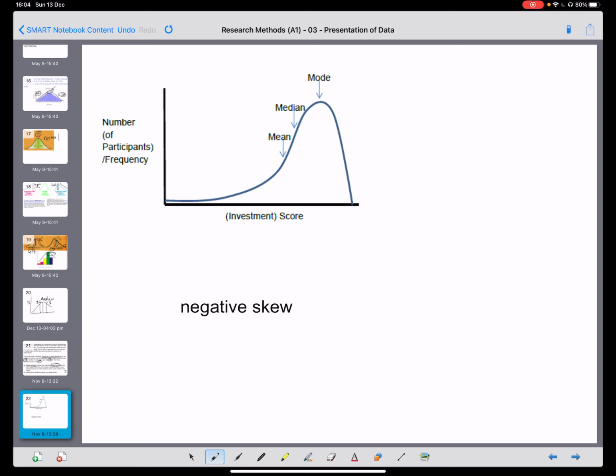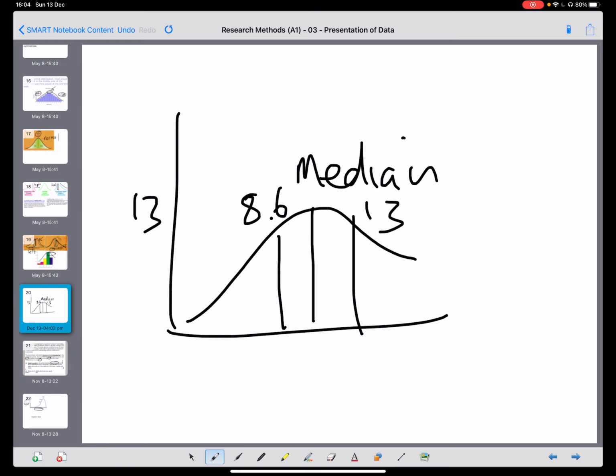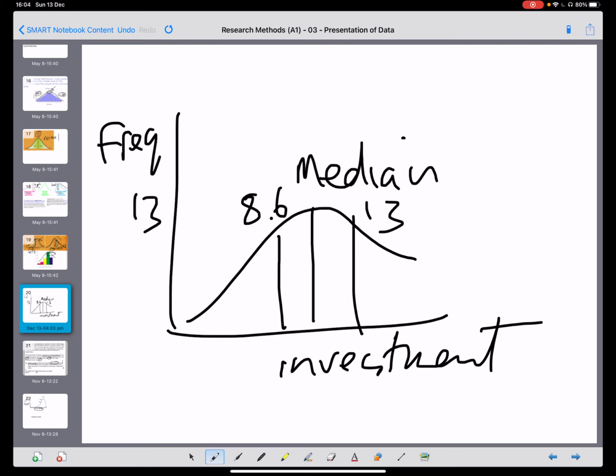If we want to have a look at what the mark scheme showed us, we see mean, median, mode. They didn't even have the values in there, but you just label the graph investment and number of participants in terms of frequency. So ultimately, this question, which appears to be incredibly difficult to get your head around, actually is a little bit easier. It is literally just drawing the shape and putting the values of investment and frequency. And there we have it.